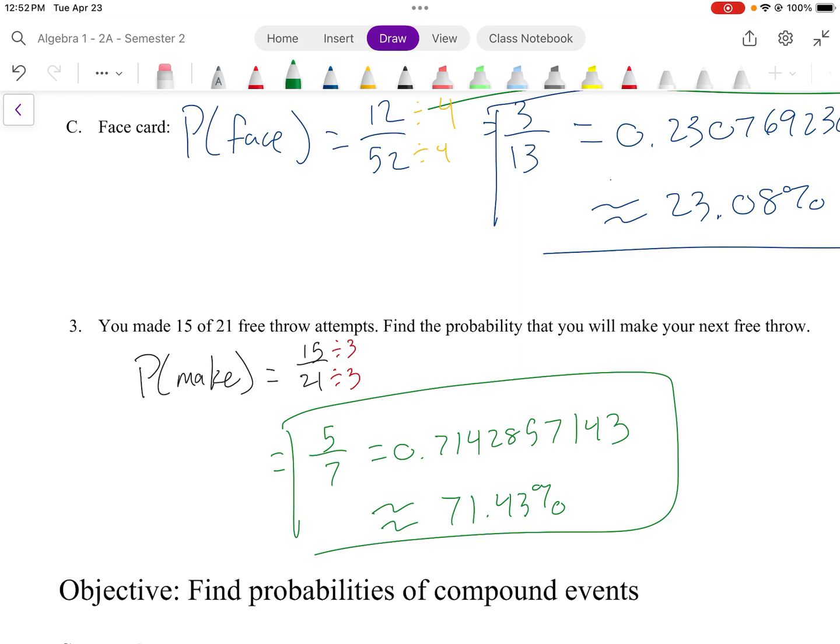All right. In the next video, we're going to talk about compound events, and that's where the probability is going to start getting more and more complicated. So make sure we have a strong foundational understanding of the simple probability, because everything comes back to this, but we will get more complicated scenarios.